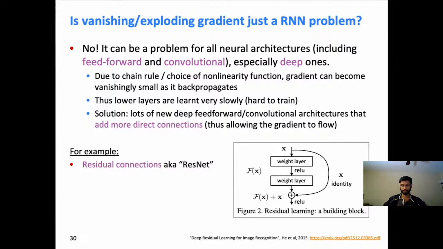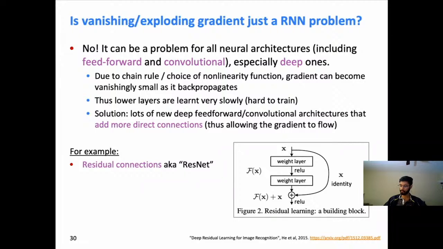So what's going on in this diagram is that you've got the usual weight layer and a nonlinearity, which is ReLU, and another weight layer. So if you regard that function as being f of x, what they're doing is instead of just transforming x to f of x, they're taking f of x plus x. So they're adding this identity skip connection where the input x is skipped over those two layers and then added to the output of the two layers.